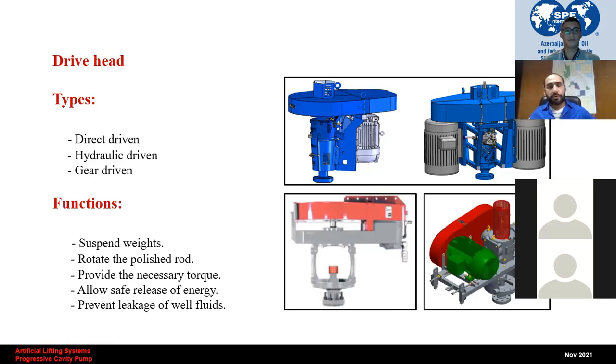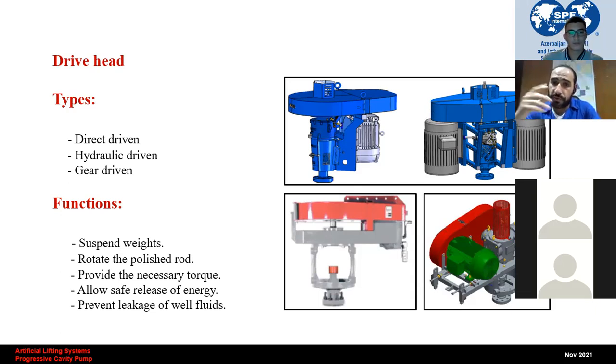Functions of all types are almost the same. They all suspend the weight of the sucker rod string and provide the necessary rotation to the polished rod, provide the necessary torque, which is necessary to rotate the sucker rod string and the rotor inside the stator at the needed speed, and allow safe release of energy during the normal operation of the PCP.